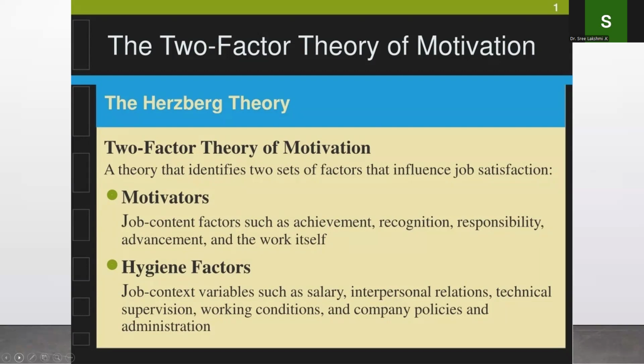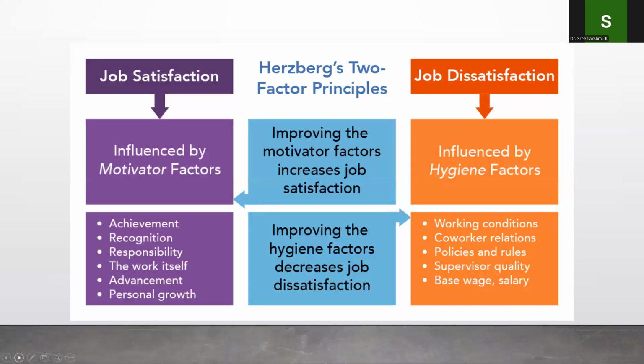The motivators are the job content factors such as achievement, recognition, responsibility, advancement, and the work itself. The next is hygiene factors, job context variables such as salary, interpersonal relations, technical supervision, working conditions, and the company policies. Job satisfaction is influenced by motivator factors.